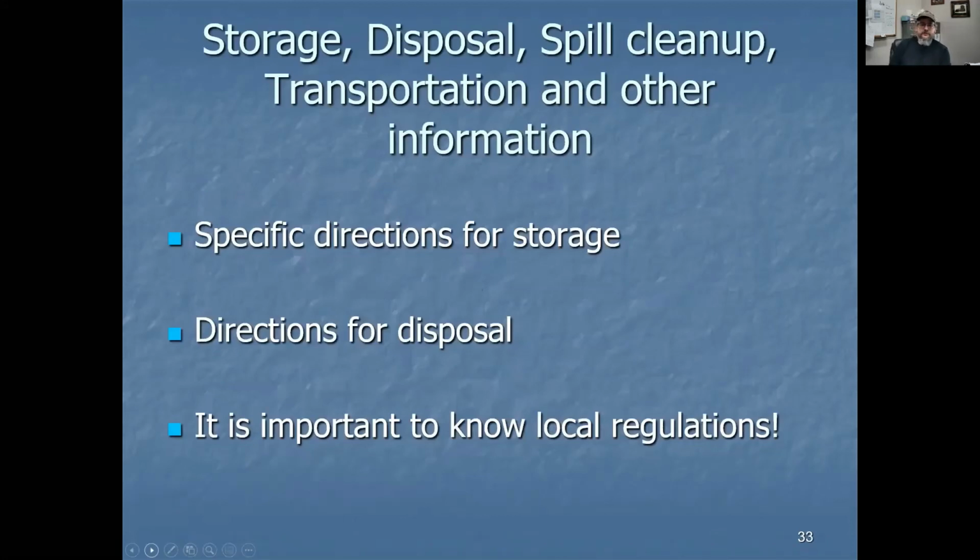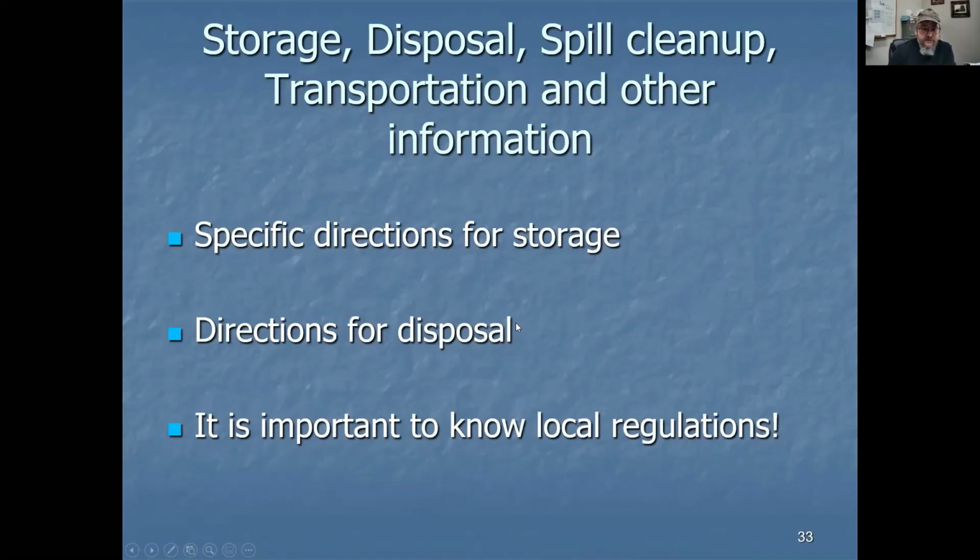Storage, disposal, spill cleanup, transportation, and other information is also in the label. There could be specific directions for storage. For example, this chemical, if you've purchased it and you don't need to use it all, like, I would use a whole flask. But if you have extra flasks, they need to be locked up in a secure cabinet or cupboard, or somewhere safe.